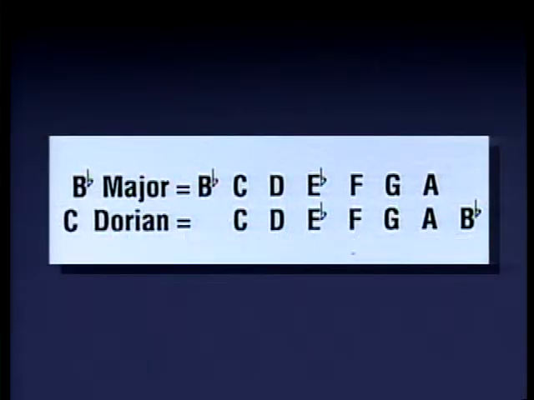Okay? So what we need to do now is go have a look at this chart. This chart shows us the notes of the B flat major scale, and beneath it, beginning on the second degree at C, you'll see the C Dorian. Okay, now you can see that C Dorian has the notes C, D, E flat, F, G, A, B flat.